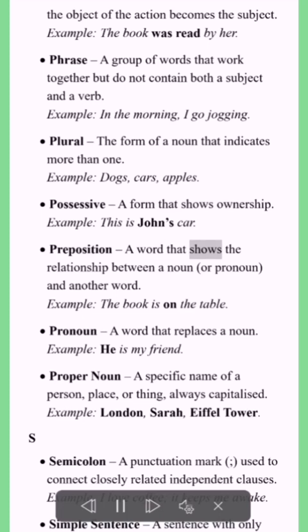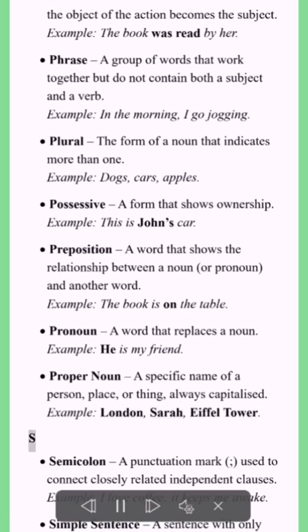Preposition, a word that shows the relationship between a noun or pronoun and another word. Example: the book is on the table. Pronoun, a word that replaces a noun. Example: he is my friend. Proper noun, a specific name of a person, place, or thing, always capitalized. Example: London, Sarah, Eiffel Tower.